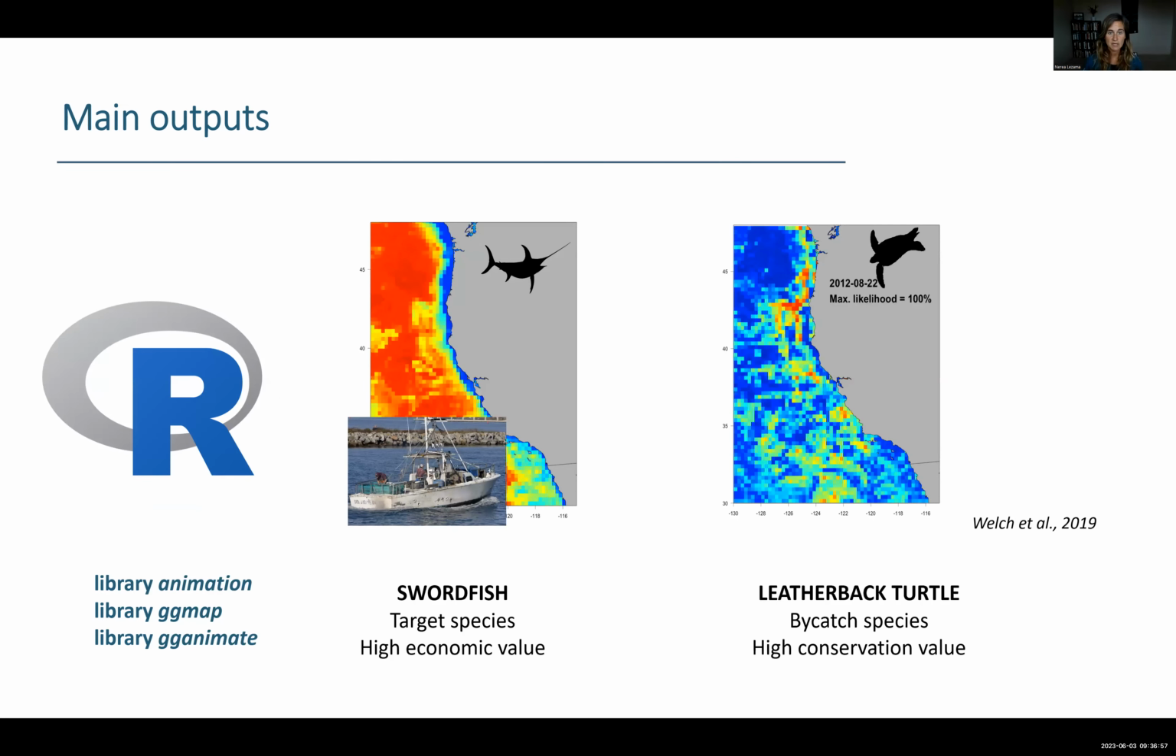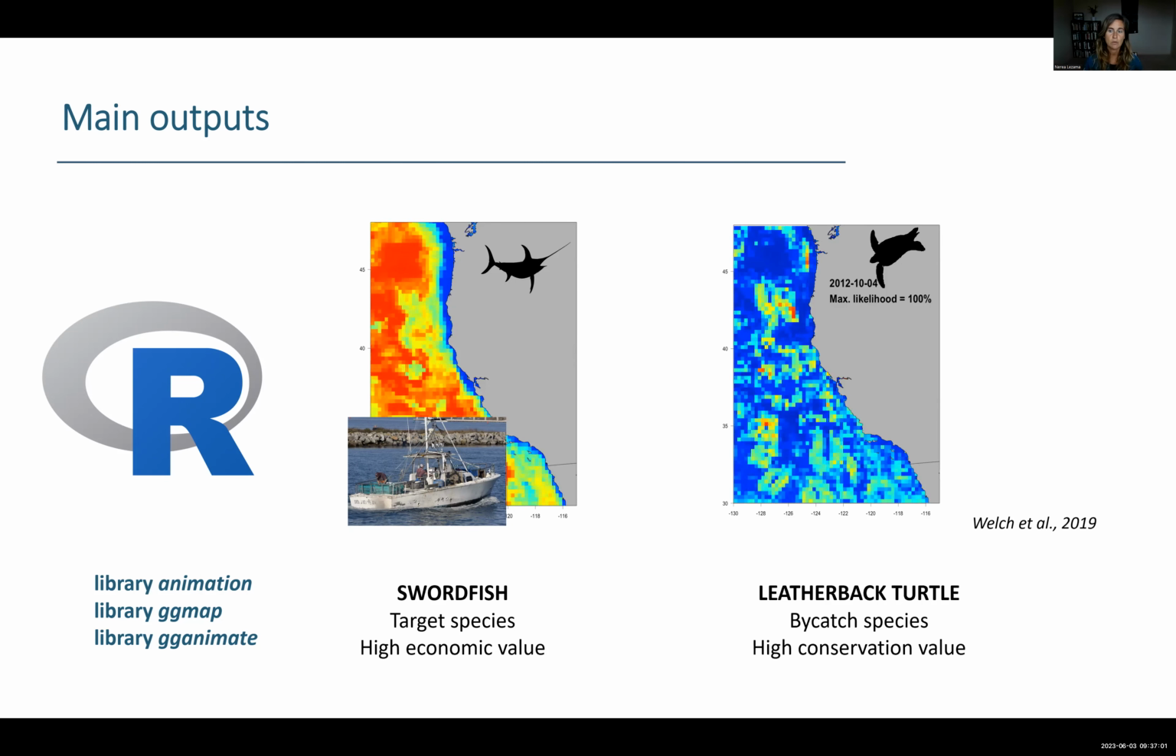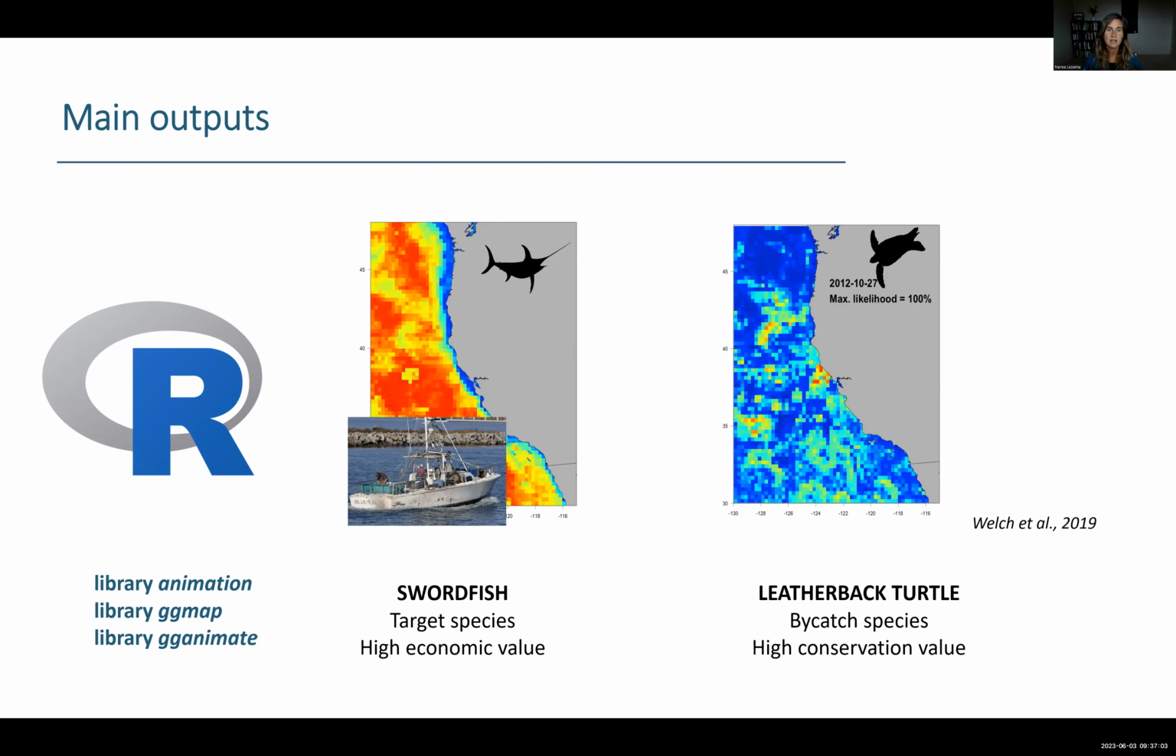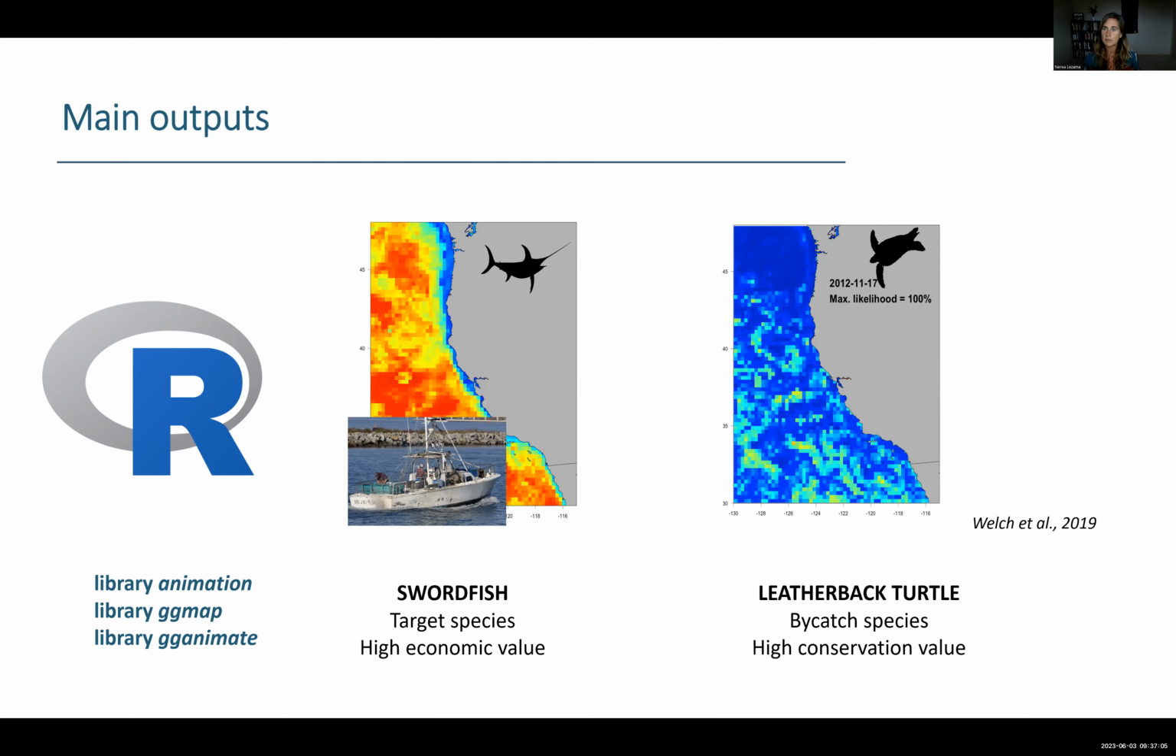We can create also animations. So when you run the model, you obtain the predictions. For example, if you obtain predictions day by day, you are going to be able to merge all these predictions, all these rasters and maps, and just make an animation using these kinds of libraries. This is very helpful for presentations, for the stakeholders when you want to show the results, and also if you want to identify, for example, seasonal patterns or annual patterns.